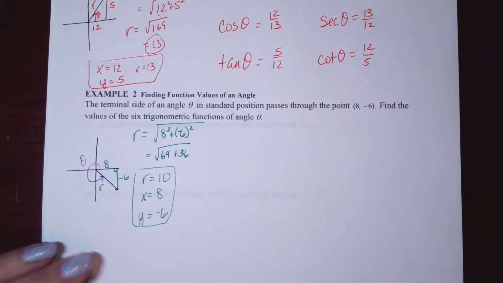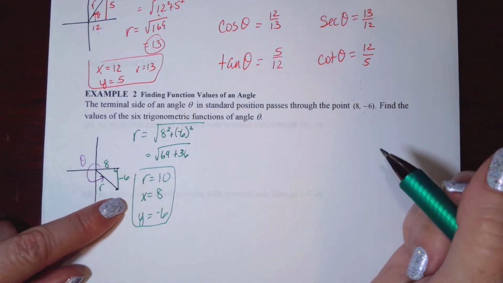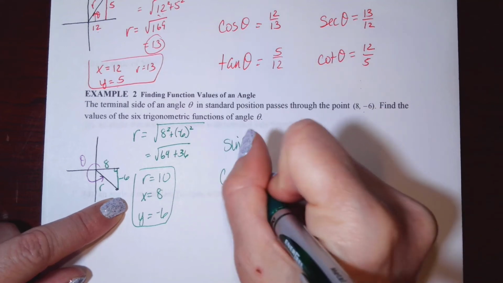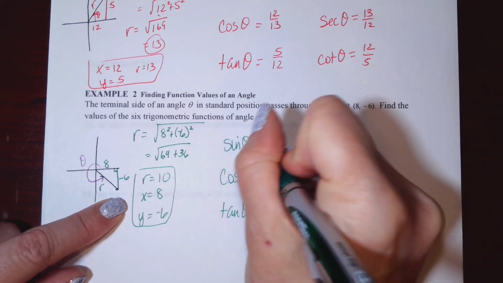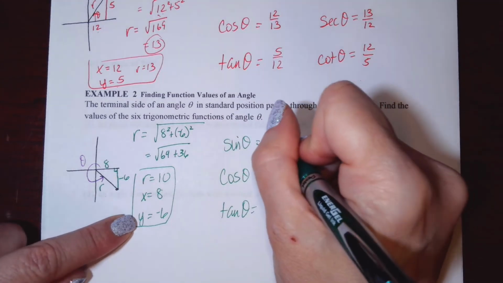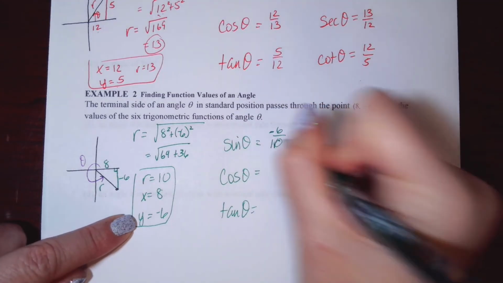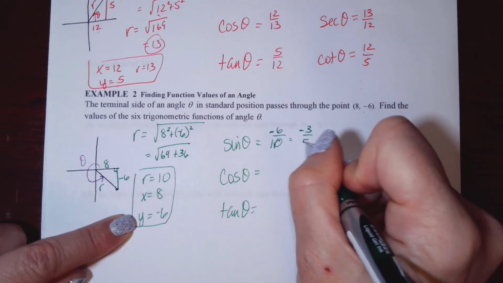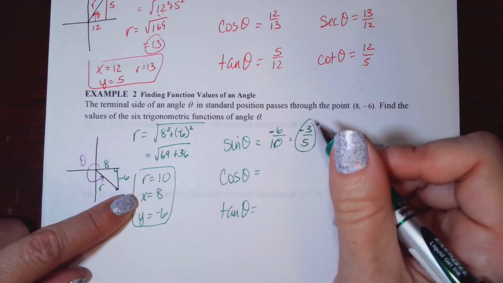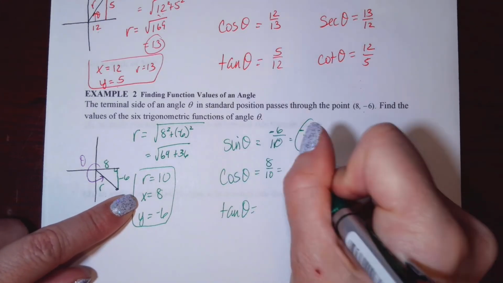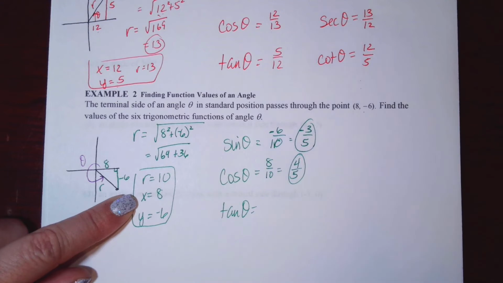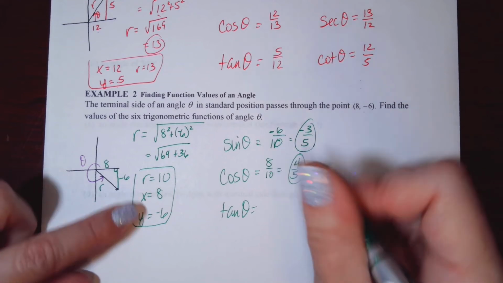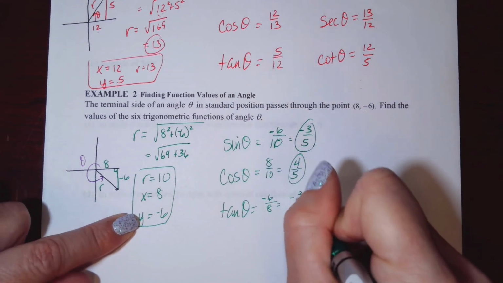Making that little chart always helps me to make sure I don't get confused when I start setting up my 6 trig functions. Basic functions: sine theta, cosine theta, tangent theta. I'm going to start here. Sine is y over r, so I've got -6 tenths. Oh, and that's going to simplify, isn't it? So that becomes -3/5. There's sine theta. Cosine theta is going to be 8 over 10, which is going to simplify as well. And tangent theta, y over x, is -6/8, which is -3/4.